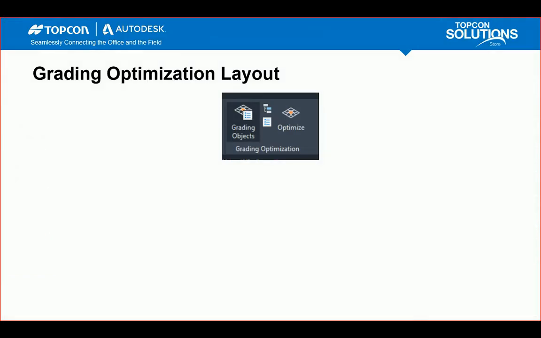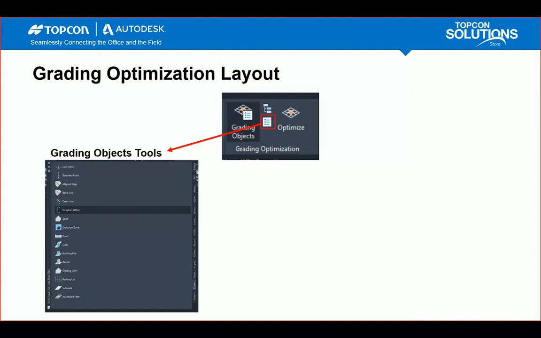Okay, the grading optimization layout. So this is what we were just looking at, now just a smaller screenshot of the grading objects. There are two different parts. There's the grading object tools. These are all the grading objects you can create for your design. You can see the first one, for example, is low point, and the second one is bounded point. And these are all a group of points, lines, and zones, which would be a closed polyline.